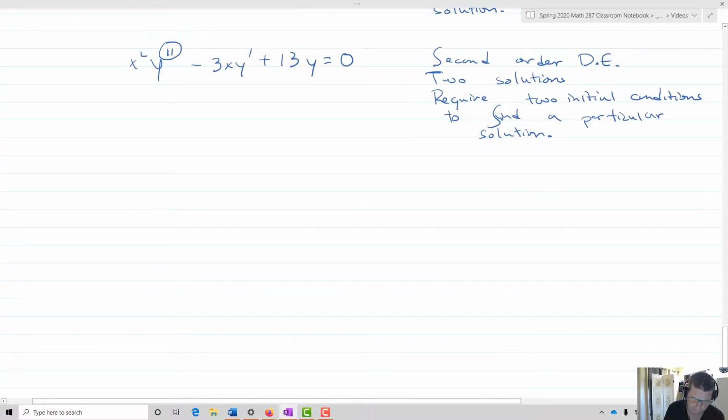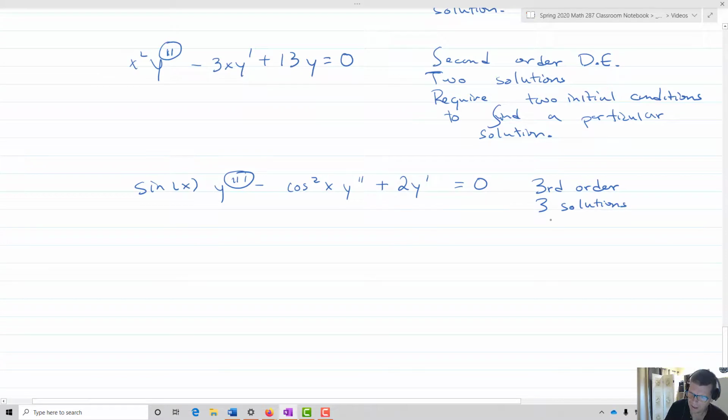Let's take a look at one more. Let's say, for example, that I've got sine x y triple prime minus cosine squared x y double prime plus 2y prime equals 0. Okay. Again, now what we're going to notice is this one is third order. It's going to have three solutions. And it will require three initial conditions.